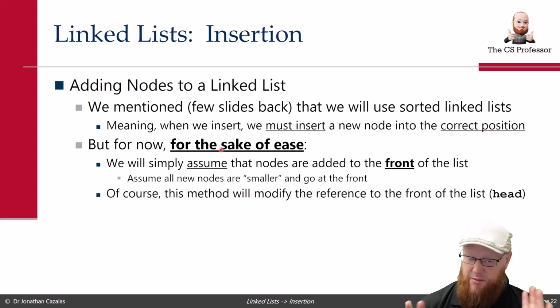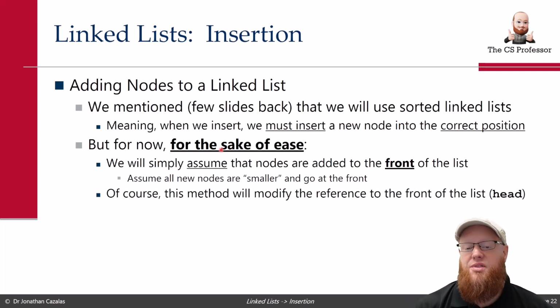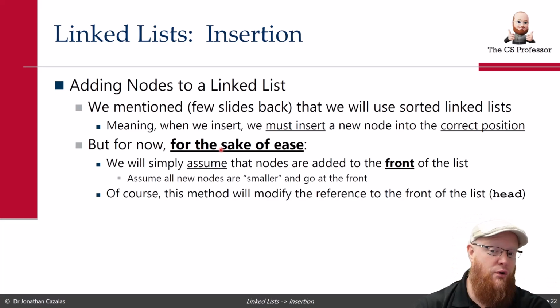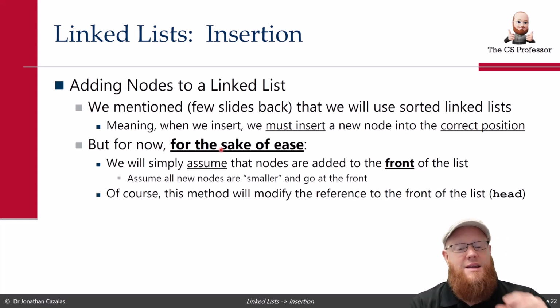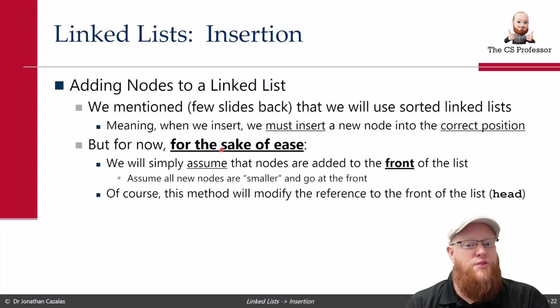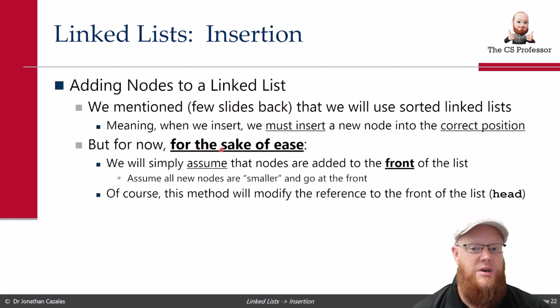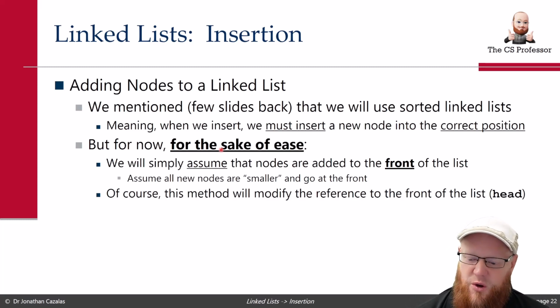Of course, think about that. If you have an existing list of 10 nodes, and now you're adding an 11th node, which has the smallest data value and therefore goes at the front, clearly head is going to have to change where it's pointing to, right? Instead of pointing to the previous first node, now that we have a new first node, head will have to update where it points to, because head always has to point to the first node of the list.